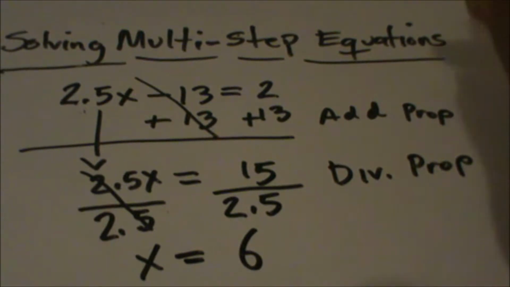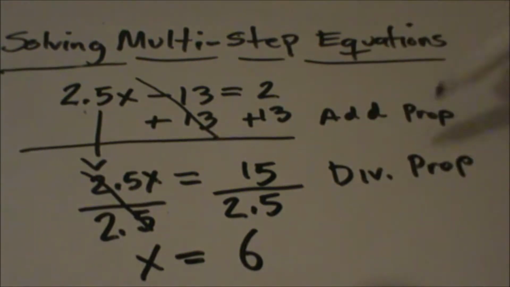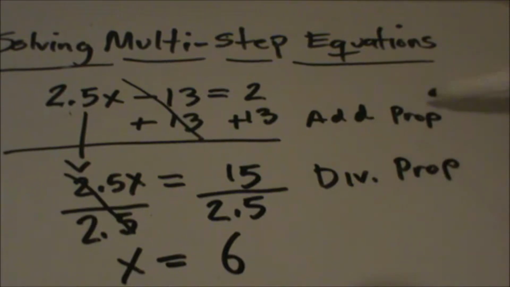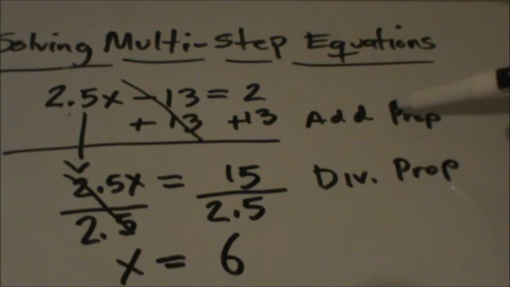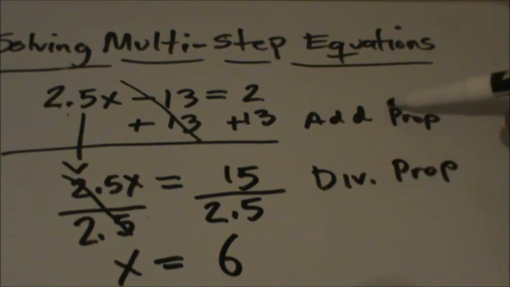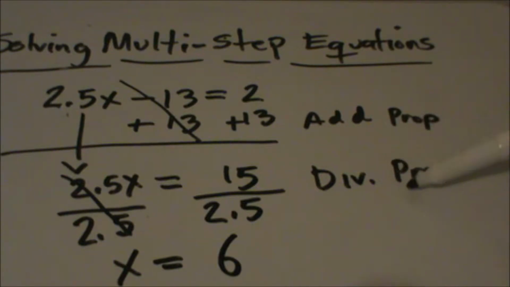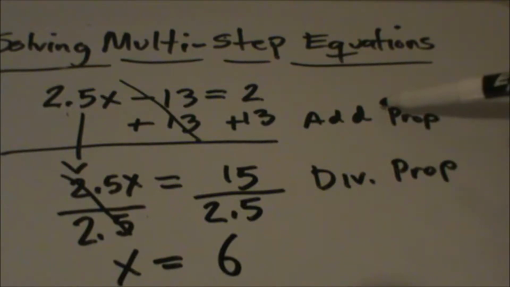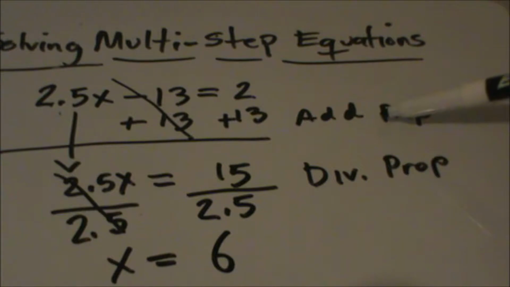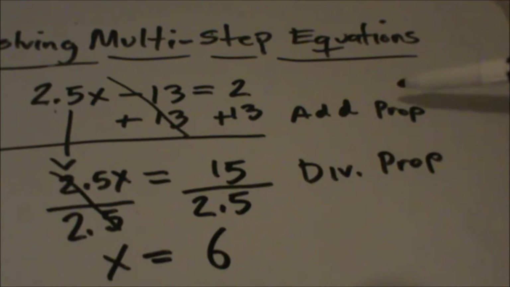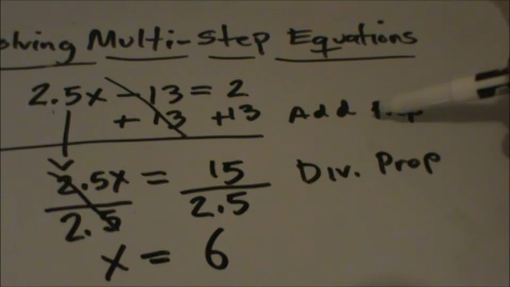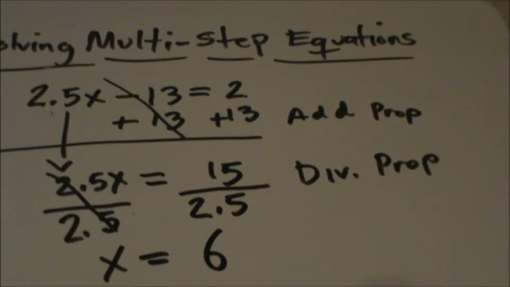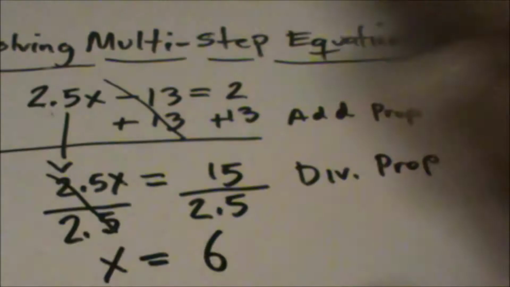Okay? And I hope you observe the steps. We've used two properties of equality, the addition property and the division property. And that's what it means by solving multi-step equations that involve more than one of the properties being utilized.